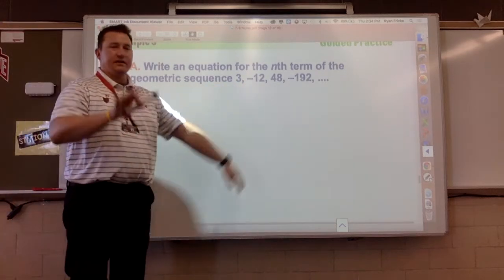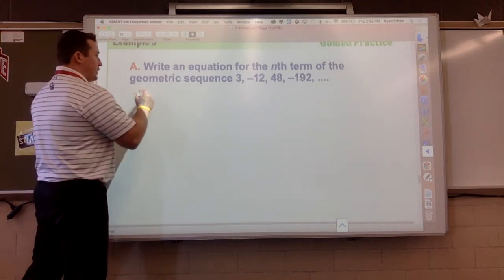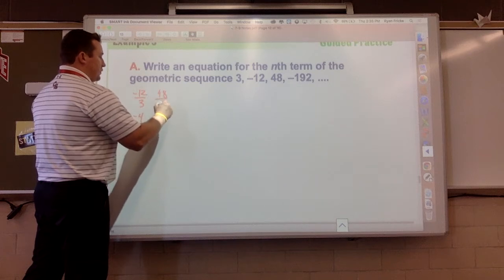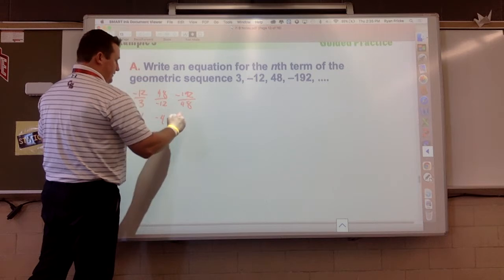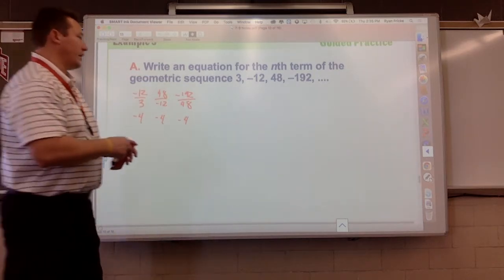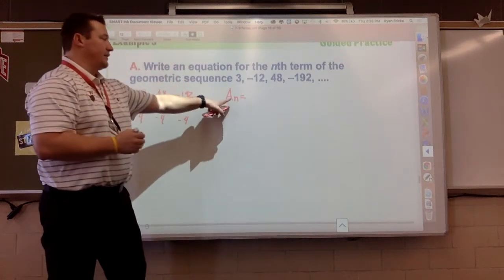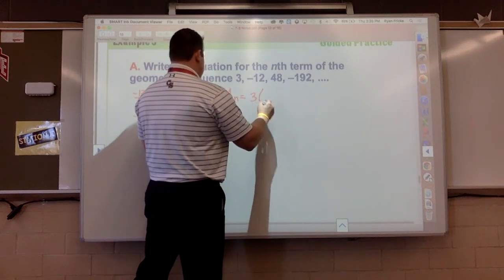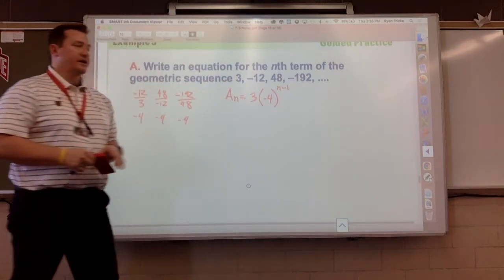All right, same thing here. Step 1, find your common ratio. So negative 12 divided by 3. Okay, 48 divided by negative 12. Okay, 192 by 48. Yep. Common ratio is negative 4. Okay, we can go ahead and write our formula. The nth term is equal to the first term, 3, times the common ratio to the n minus 1 power. There it is right there.